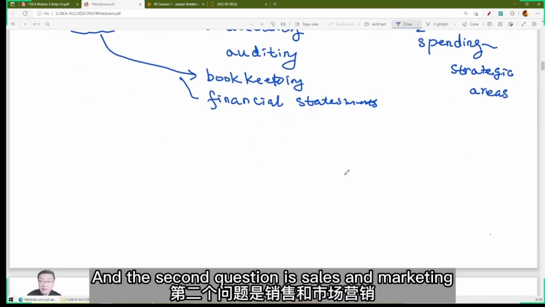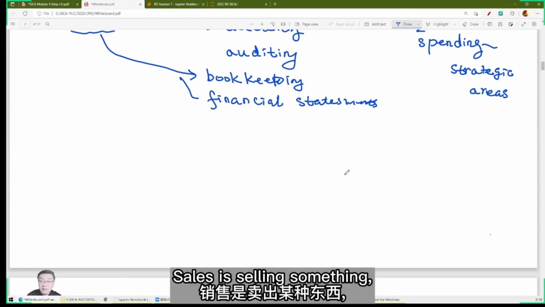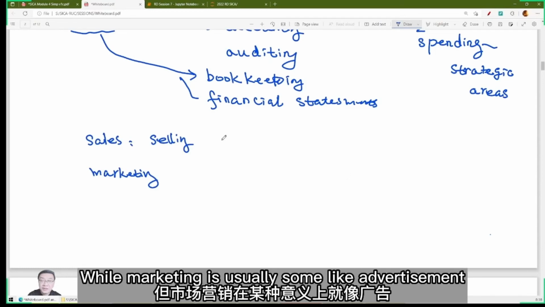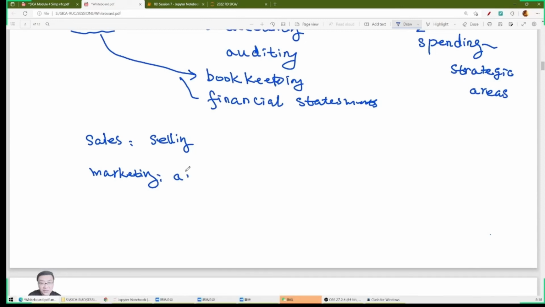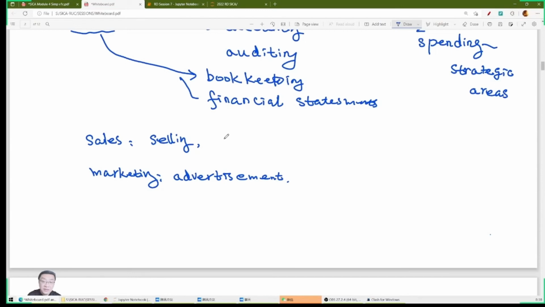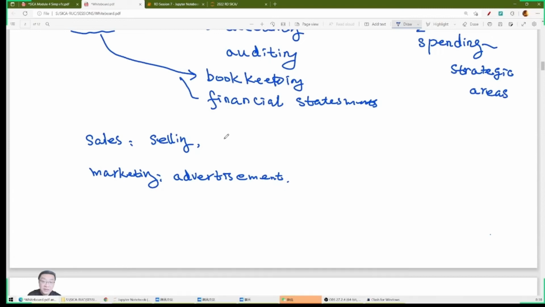And the second question, sales and marketing. You know the difference? Okay. Sales is selling something, selling companies' products and services, right? While marketing is usually some like advertisement. So sales get money into the company, while marketing spend money. So these two kinds of jobs are very different from each other, right?